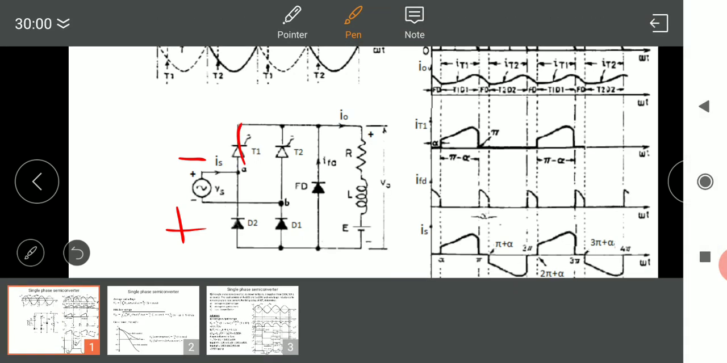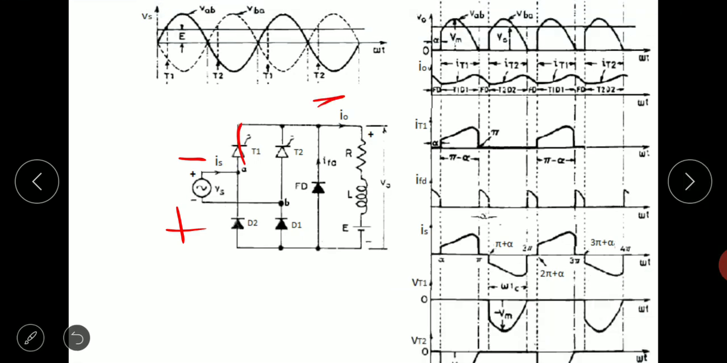T1 was already conducting, so this polarity becomes negative, and D1 was conducting, so this polarity becomes positive. So this freewheeling diode will get short circuited, it will be forward biased. So now a freewheeling action will take place through this freewheeling diode only. The load will be short circuited, and the voltage across the load will be 0, whether it is physical short circuiting or through converter circuit switching devices, that is T1 D2 or T2 D1.